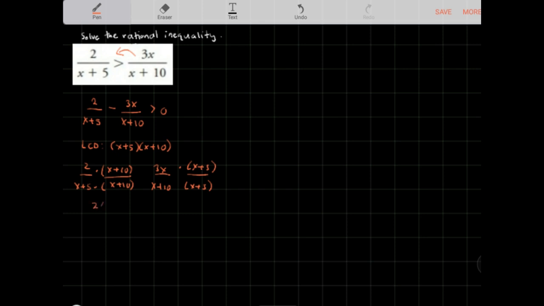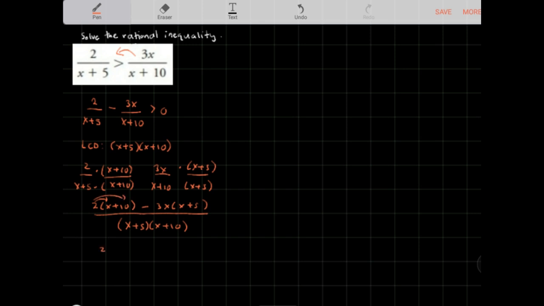So you basically get 2 times x plus 10, minus 3x times x plus 5. Remember, there is a negative in between them. And the common denominator, I'm just going to make this collectively x plus 5 times x plus 10. Once I have that down, what I'm going to do is expand the numerator.